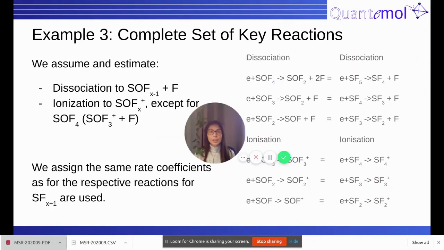The reactions we identified as missing are dissociation and ionization of SOFx species, and we make a fairly commonly made assumption, in the first iteration, that these reactions will be the same as their equivalents for SFx species. We assume that there won't be a huge difference if, in SFx molecules, one of the fluorine atoms is replaced by oxygen.